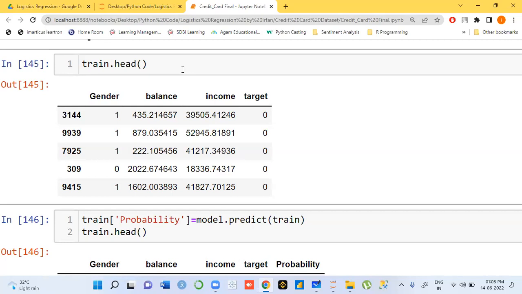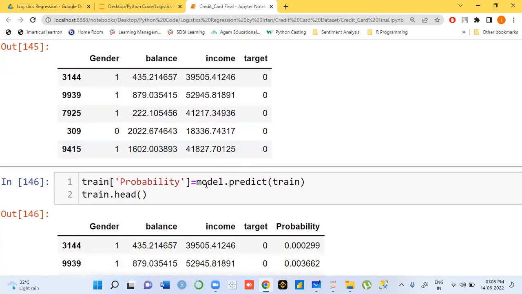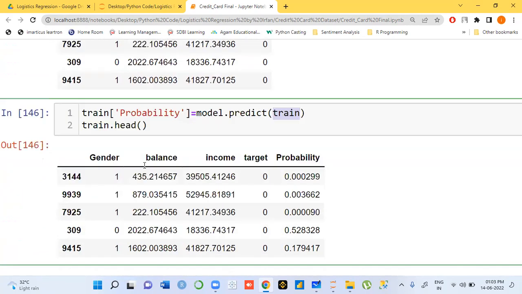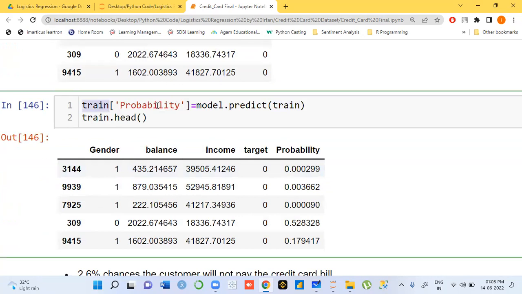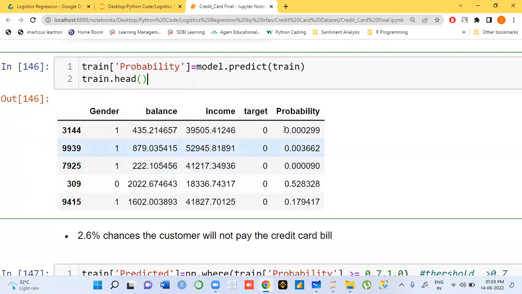Below that, I have written some points for you. Output from the model: if I run the logistic regression, I will get the answer in terms of probability. On screen, the model is my logistic regression. I want to predict for X train. In the train, we can use a column called probability. Clear?